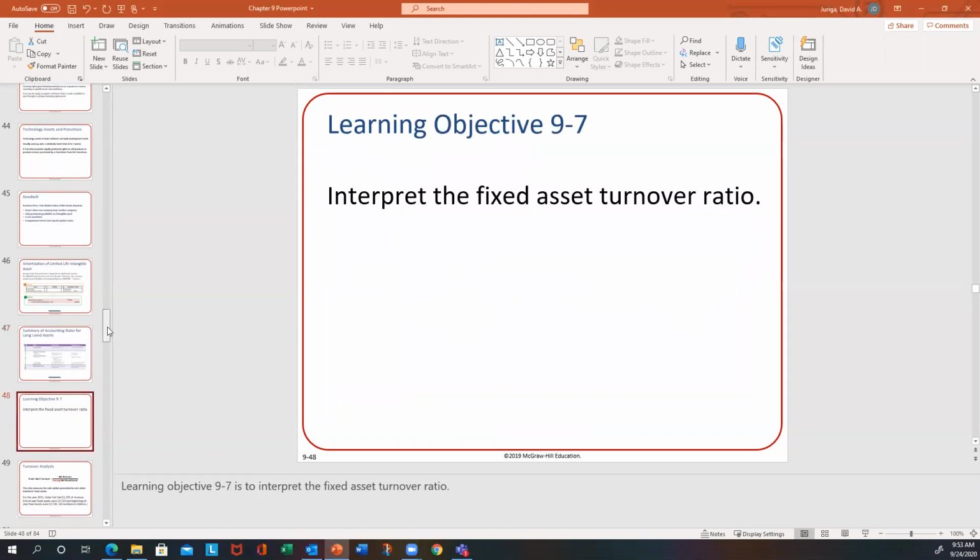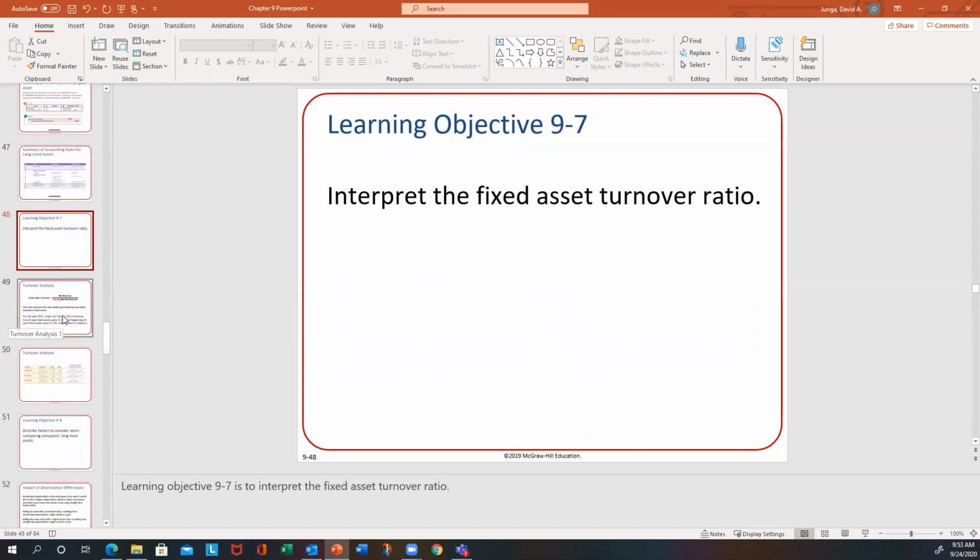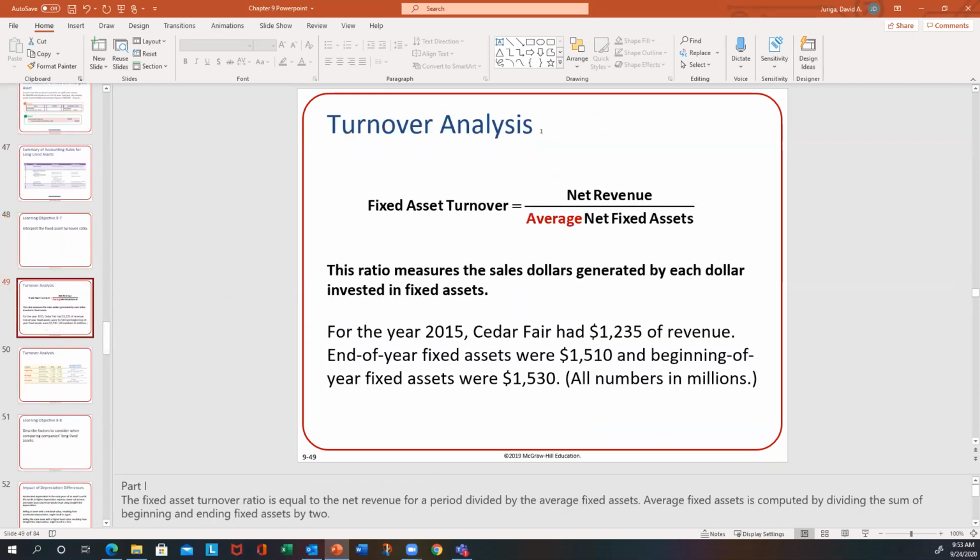Okay, next up, we have what's called the fixed asset turnover ratio. Pretty simple calculation. This is just taking your net revenue divided by your average net fixed assets. You're just measuring how much money you're generating for each dollar you've invested in your fixed assets. So it's essentially a company that has these big fixed assets to help generate revenue. And this comparison is just trying to show you how much you're generating from these net fixed assets.